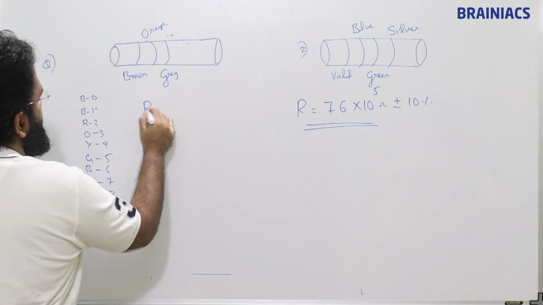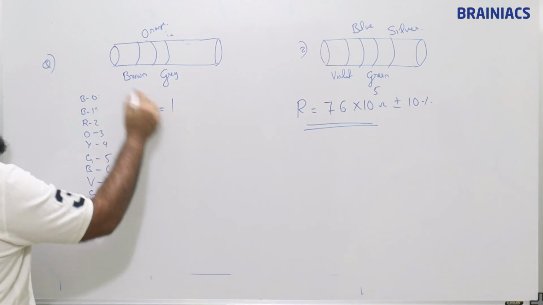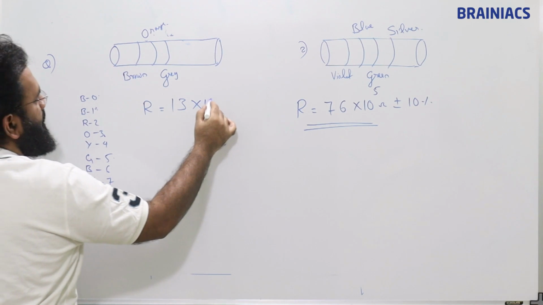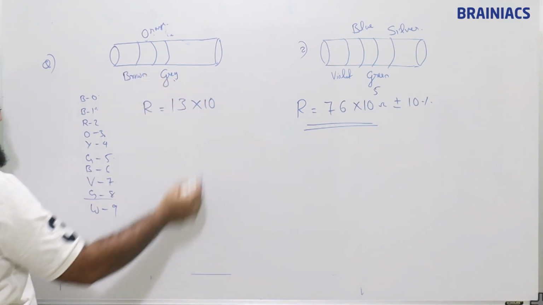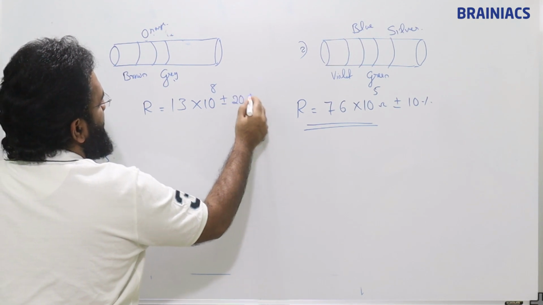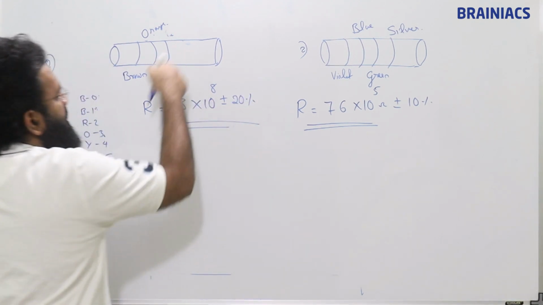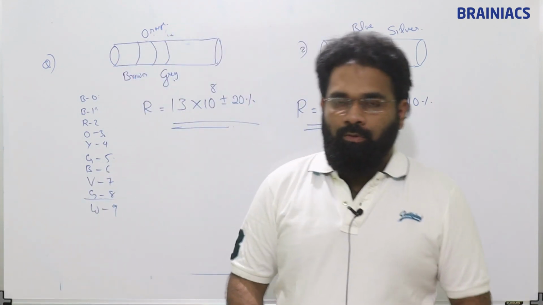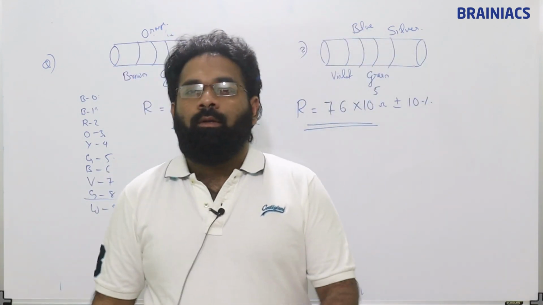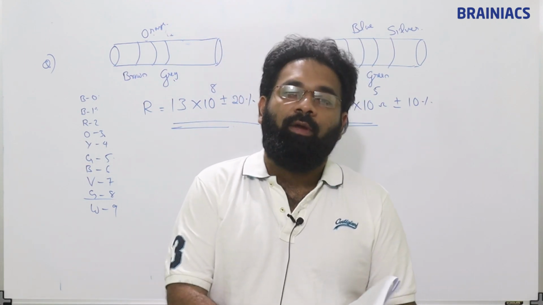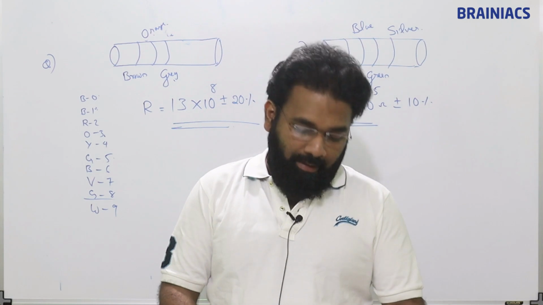So here resistance is equal to 1, brown is for 1, orange 3, into 10 raised to grey, which is 8. So 10 raised to 8, plus or minus 20%. If there is no color, then plus or minus 20%. So this is how we can find the resistance of a carbon resistor.